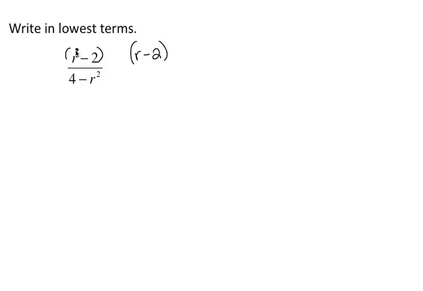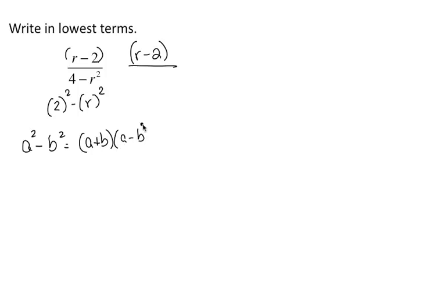The bottom part is a difference of squares. This one's a perfect square and that's a perfect square, and we have a minus sign in between. So we can actually write this. Remember, if we have 2 squared minus r squared, we can use the formula a squared minus b squared is equal to a plus b and then a minus b. In this case, my a would be 2, so I substitute this a with a 2, and we get 2 and a 2 here. And then my b is an r, so I would put a plus r and a minus r.